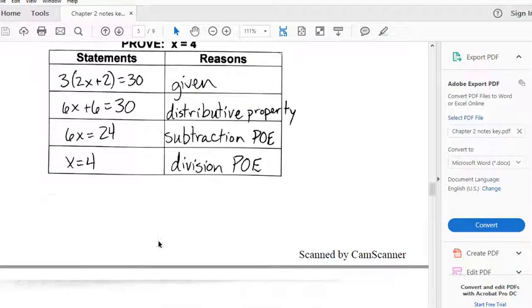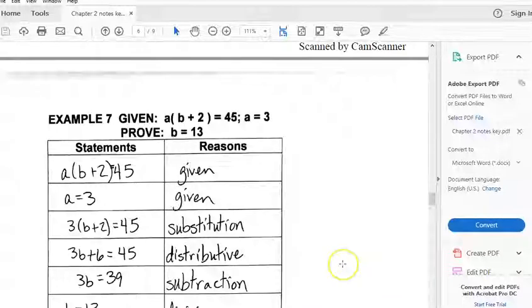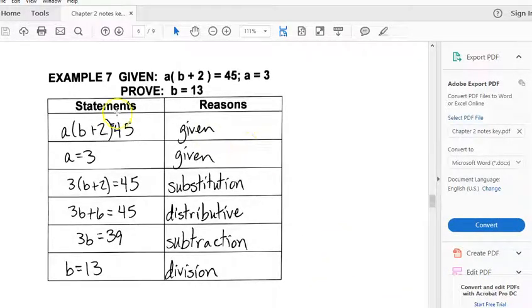Wow, this one's even longer. Okay. So this one, we had 2 givens. So anytime you have 2 givens, that fills up 2 blanks, and it lets you know we're going to use either substitution or transitive. And so here, it's the substitution because a equals 3, so we just plug the a in. And then we have the pretty simple equation to solve out.